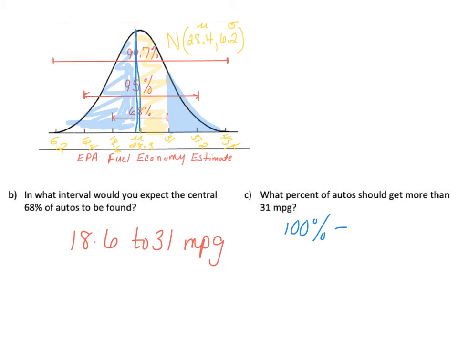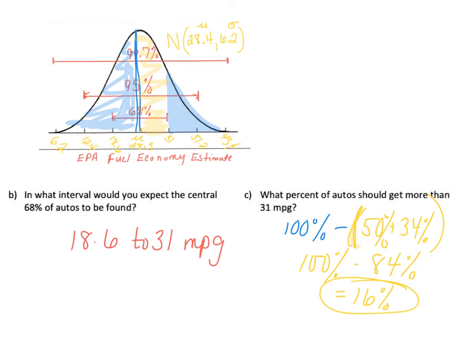Where did I get 34? Because half of 68 would be 34, 1 standard deviation. So I could say 100 minus the 50 plus 34%, which would be the same as 100% minus 84%. And there's probably another way you can look at that picture and come up with the same answer, but I would expect 16% of automobiles to get higher than 31 miles per gallon fuel economy.